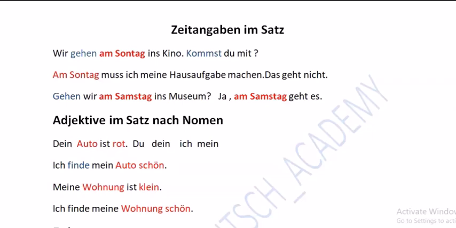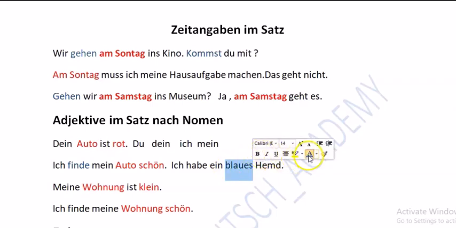For example, we say ich habe ein blaues Hemd. It means I have one blue t-shirt. So here blaues is an adjective and it is used before a noun. So it can be used before a noun, it can be used after a noun, but an adjective is a word that describes a noun.